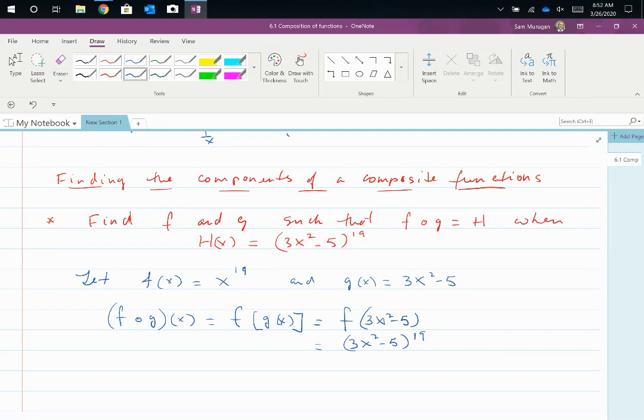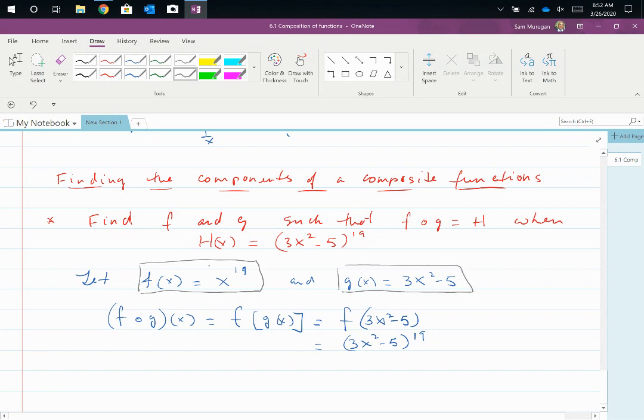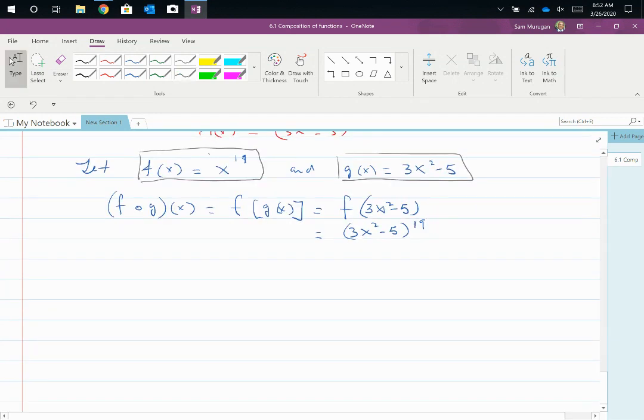So the component parts that we're looking for are f of x is equal to x to the 19 power, and g of x is equal to 3x squared minus 5. Two more examples here.